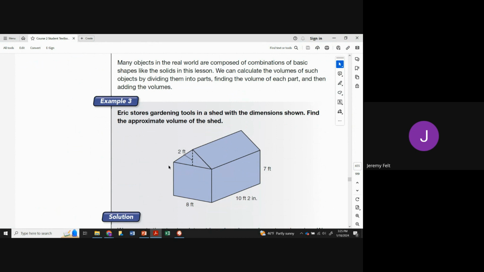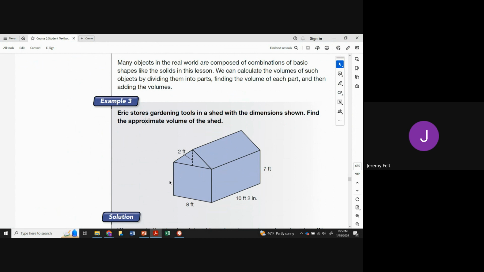So let's look at this as a triangular prism. This is 8 feet, so this has to be 8 feet as well. So we're going to do 8 times 2, base times height, divided by 2, 16 divided by 2, which is 8. And then this distance is 10 feet, 2 inches, so we'll just call it 10 feet, because we're told we can approximate, so we can round. So we had 8 times 10, so that's 80 cubic feet for the triangular prism up here.